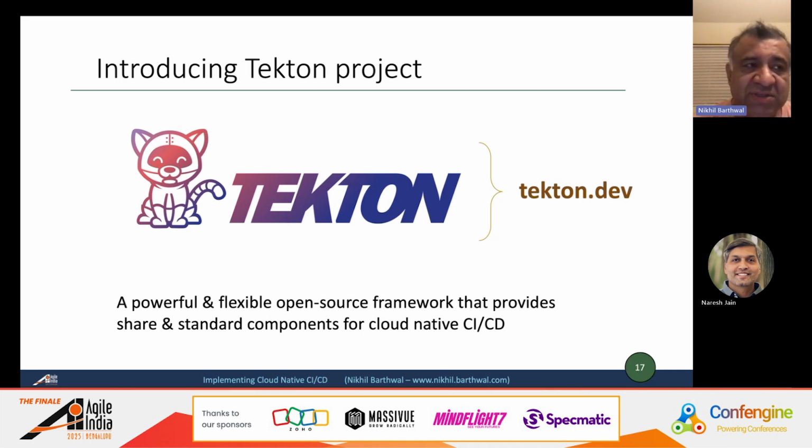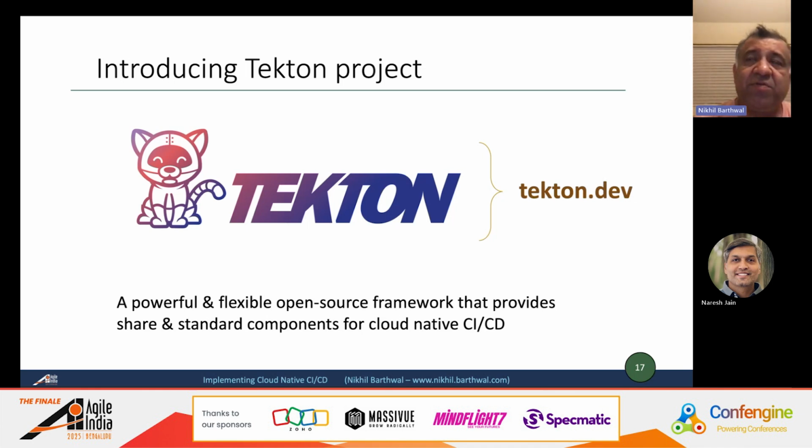And later on, projects like Jenkins X, which I'm going to talk about later on, actually use Tecton as their underlying base. So I'll cover more of Jenkins later on, but Jenkins X is an opinionated end-to-end finished product, whereas Tecton is essentially more of a framework.